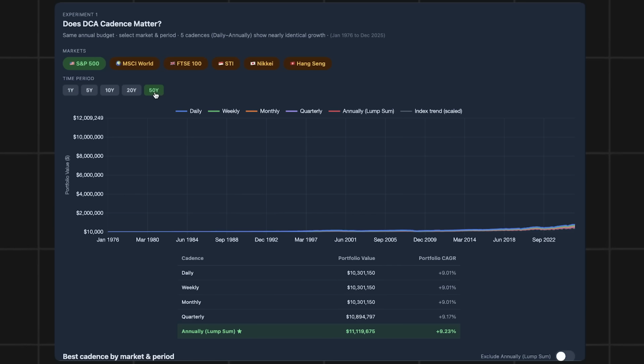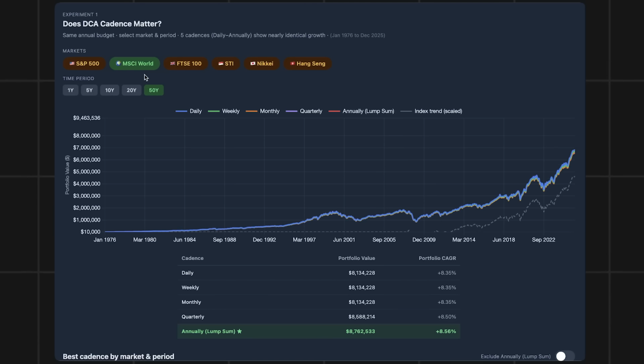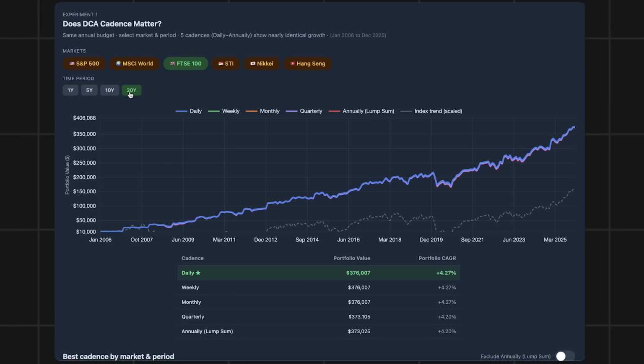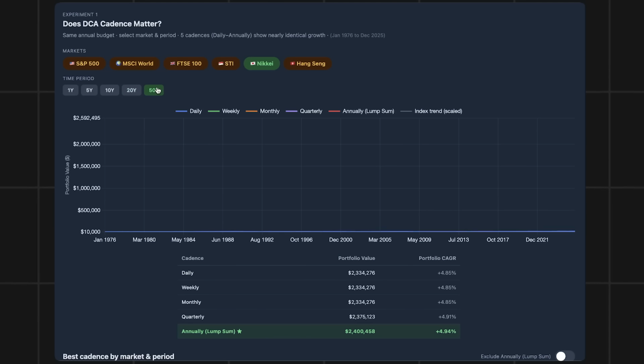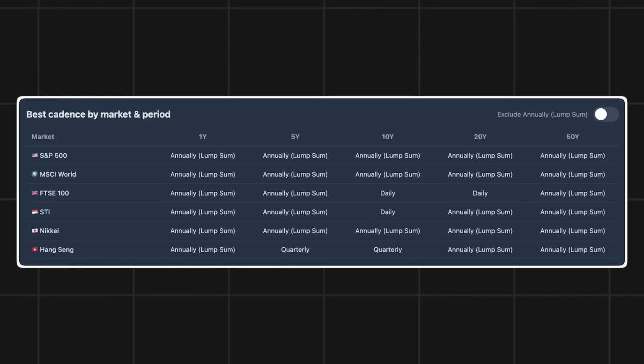Likewise, even at 50 years, all the strategies end up at virtually the same number on a nearly $1 million portfolio. In fact, this holds whether you are looking at the MSCI World, the UK's FTSE 100, Singapore's STI Index, Japan's Nikkei Index, and the Hang Seng Index. But when you put it all together, you will notice that there's one DCA frequency that almost always wins, and that is annual. That's because when you use the annual DCA strategy, you immediately invest all the money on the first trading day of every year.